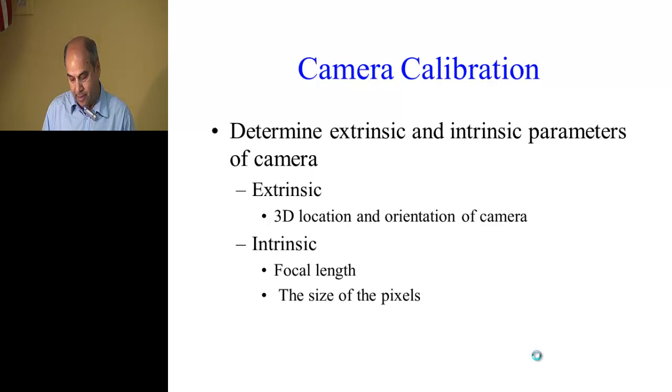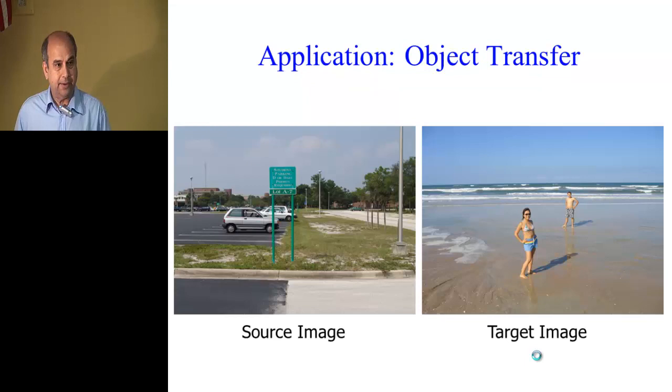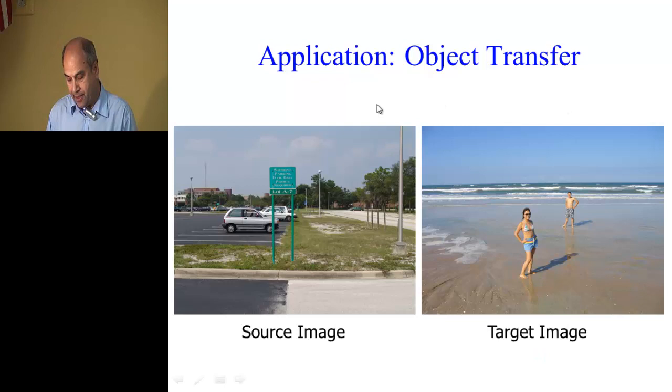It has a lot of applications. So this is one example where, let's say, this is the image, and this we will call a source image, and this is a target image. They are these two pictures. Let's say we want to take this sign here, and we want to put it in this image such that it looks very realistic, that it looks like that sign was already there when we took the picture.